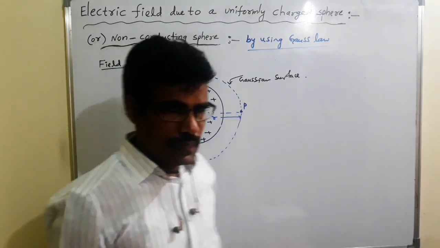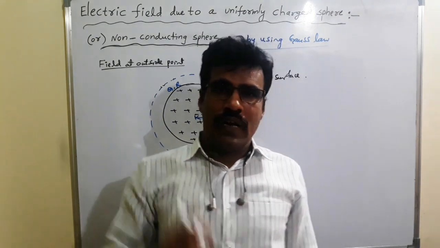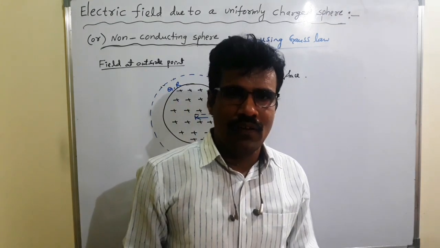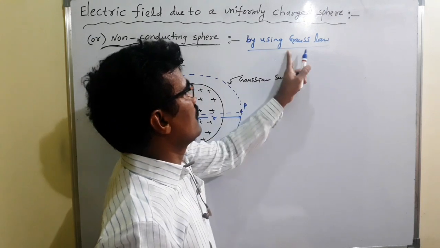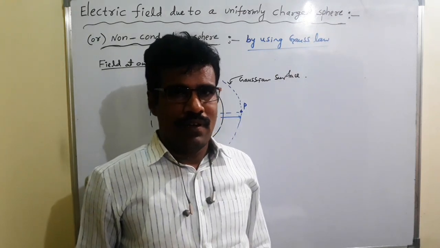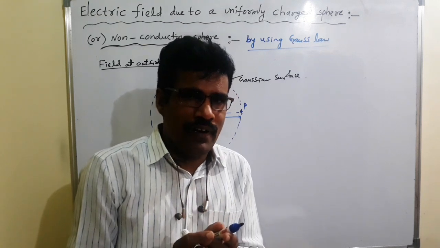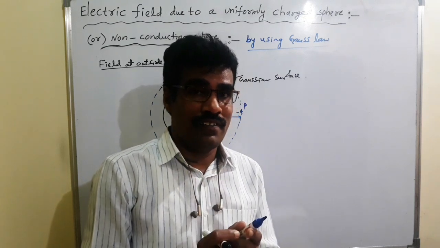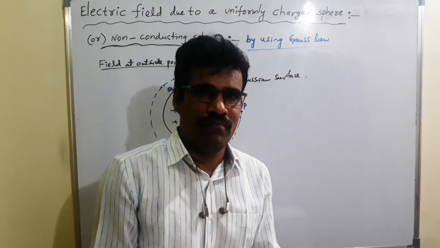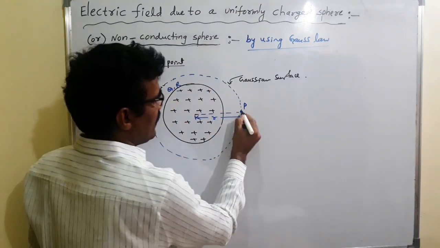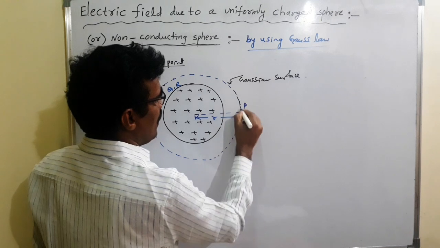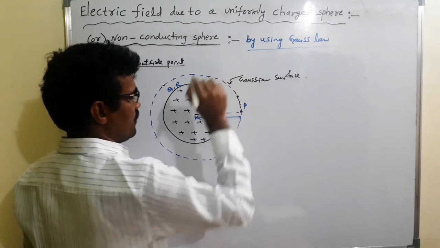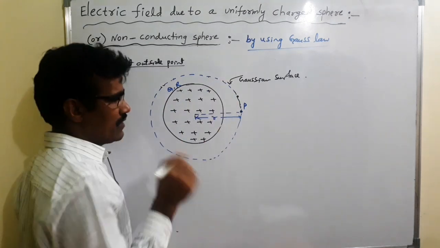We know that the magnitude of field at all points on the Gaussian surface must be the same. Otherwise, you don't apply Gauss law. E is the magnitude of electric field. That is the condition. That's why here field is E. What about here? E only. At all points on the Gaussian surface, the field is the same in magnitude.